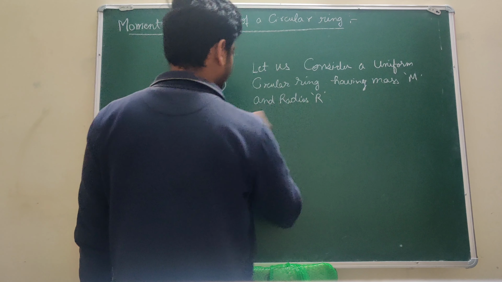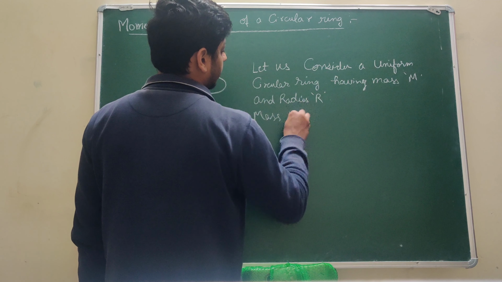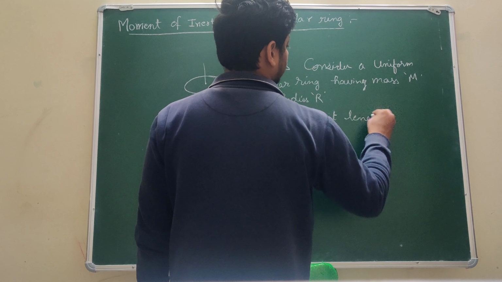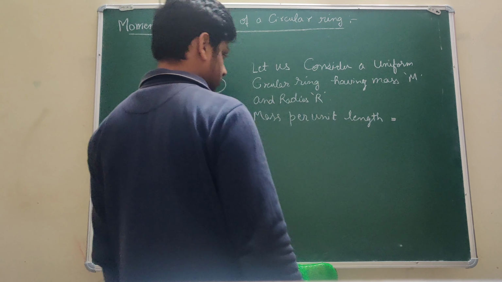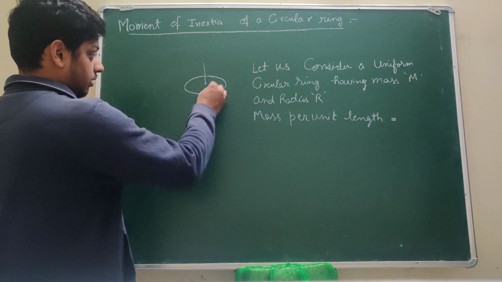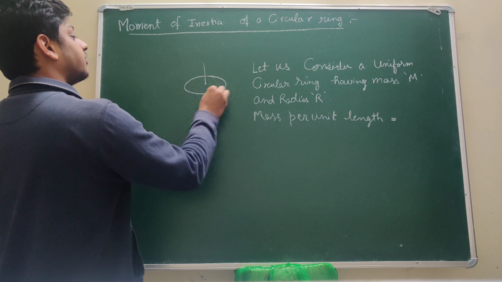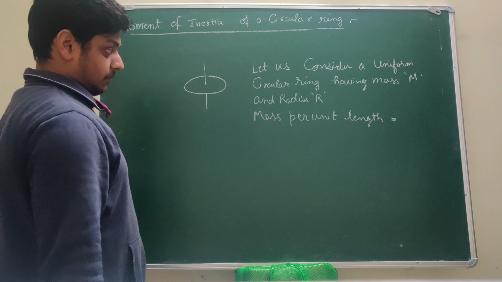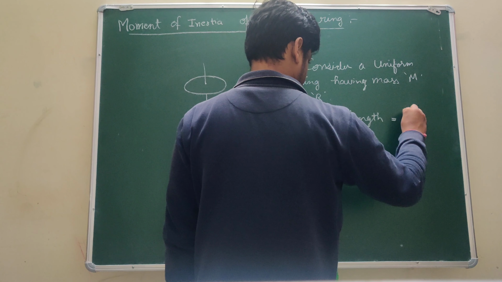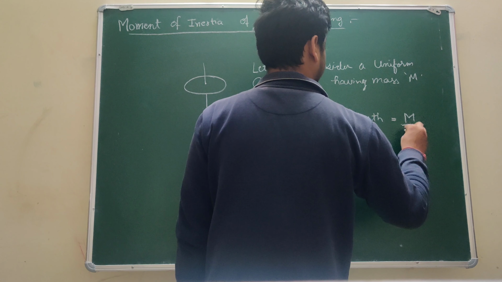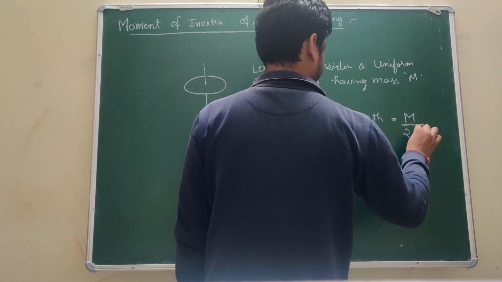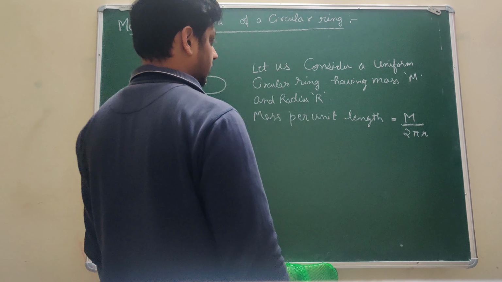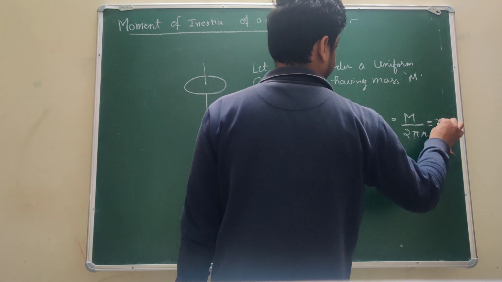So mass per unit length will be... The circumference of this ring will be 2 pi r and mass is capital M. So mass per unit length is capital M upon 2 pi r. You can say it as small m.